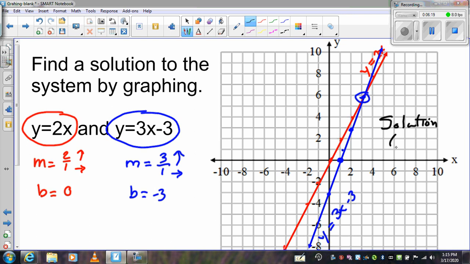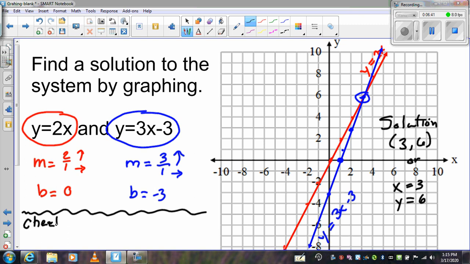Two ways you can state it. You could write it as an ordered pair. So this would be the ordered pair of 3, 6. You could also write it as x equals 3, y equals 6. It doesn't matter to me. And the nice part is if you wanted to make sure you were correct, you could do a quick check.